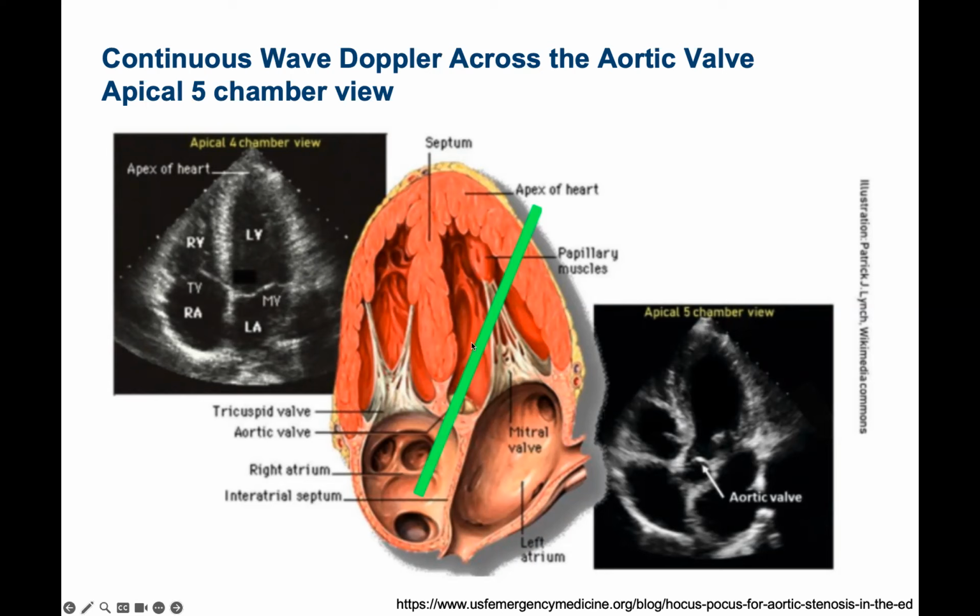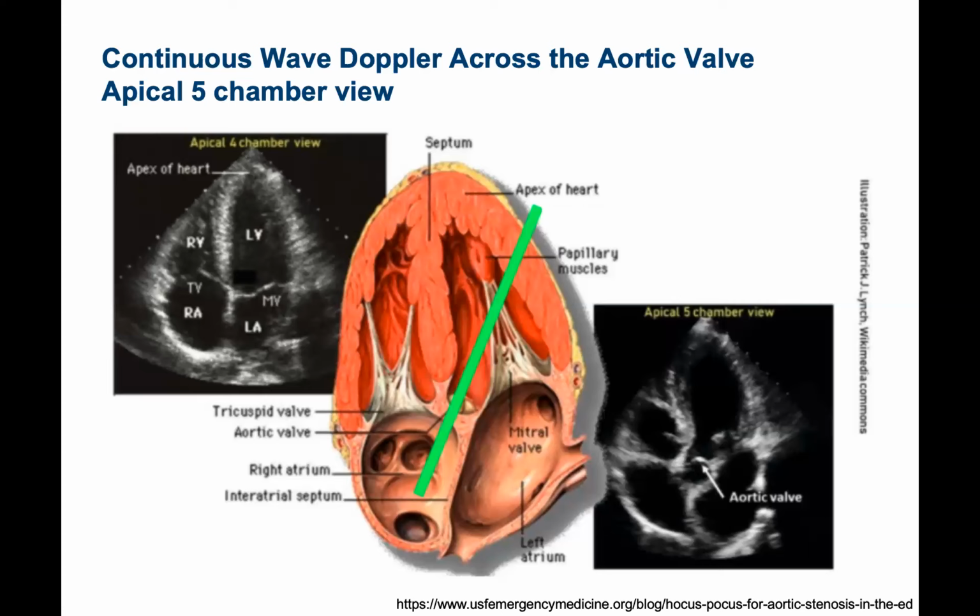And we don't need to know where they're coming from because we know the highest velocity is going to be at the smallest area, right? At the most stenosed part, which we know that's not going to be over here in the left ventricle or over here in the ascending aorta. We know that it's going to be here across that aortic valve.